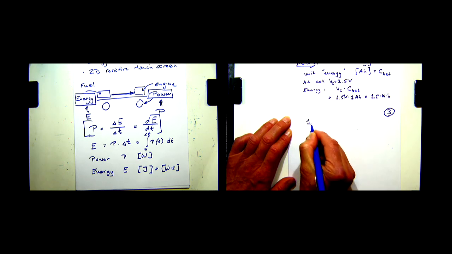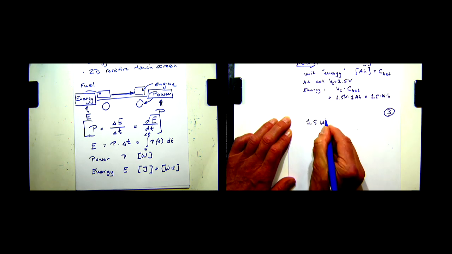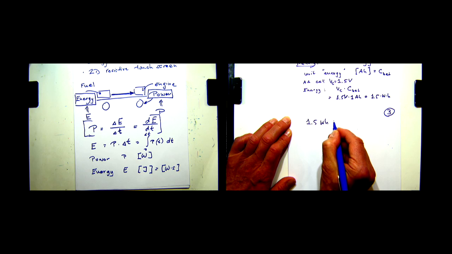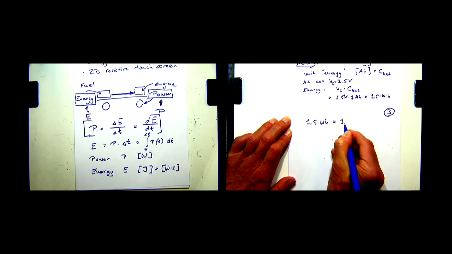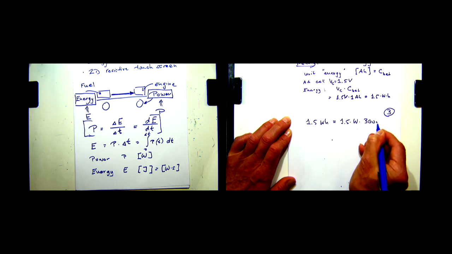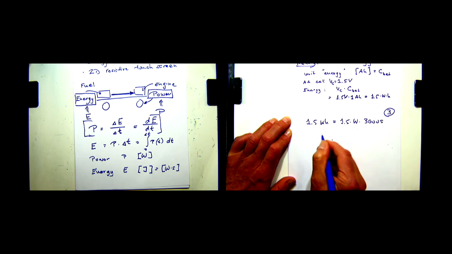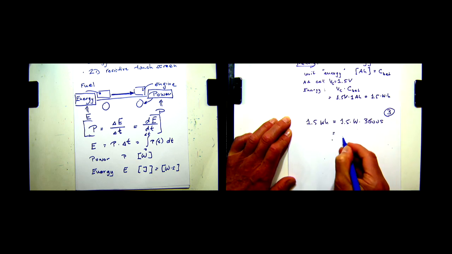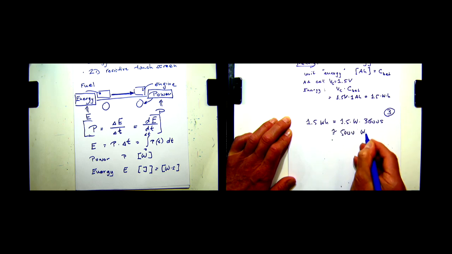So 1.5 watt hours. Watt hour now is really a unit of energy, and that would be 1.5 times watts times 3,600 seconds, or, well, I'll let you figure that out. Roughly 5,000 watt seconds, or 5,000 joules, roughly. I didn't do the calculation.